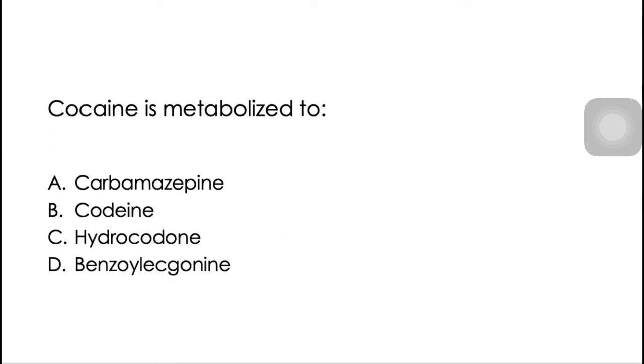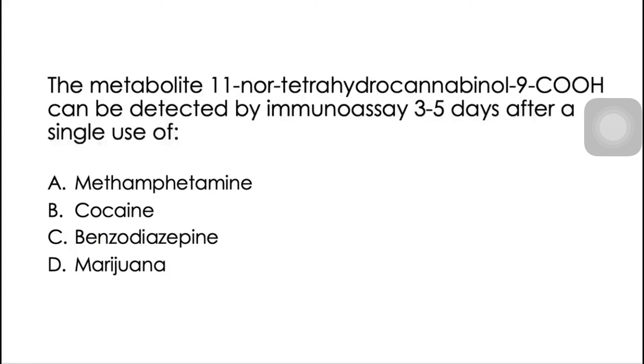Next, cocaine. Cocaine is metabolized to, you know that, we have letter D, benzoylecgonine. So we have letter D, benzoylecgonine. The metabolite 11-nor-tetrahydrocannabinol can be detected by immunoassay 3 to 5 days after a single use of. So presence of your tetrahydrocannabinol is a metabolite of marijuana. So we have letter D, marijuana.